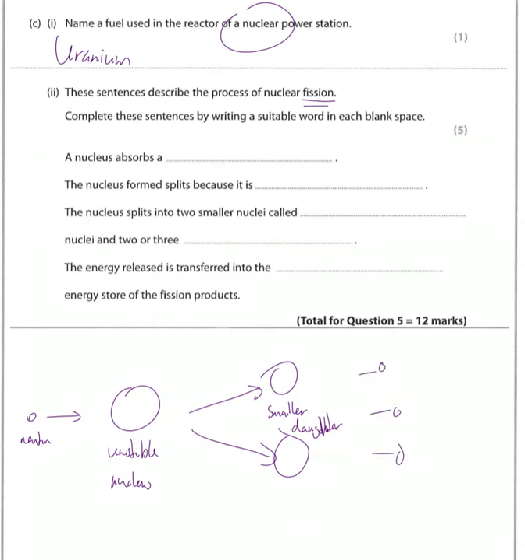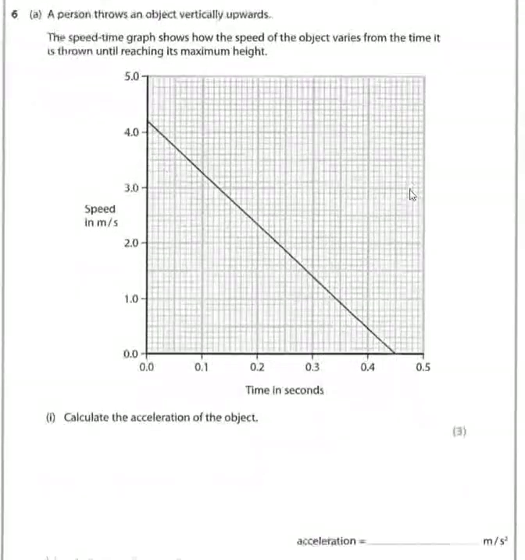So therefore, the nucleus absorbs a neutron, splits because it is unstable, splits into 2 daughter nuclei, and releases 3 or 2 neutrons. So these are neutrons. Energy is transferred into energy of fission. So what's happening? These guys are moving very, very fast. So it's transferred into kinetic energy because they're moving very fast. There we go.